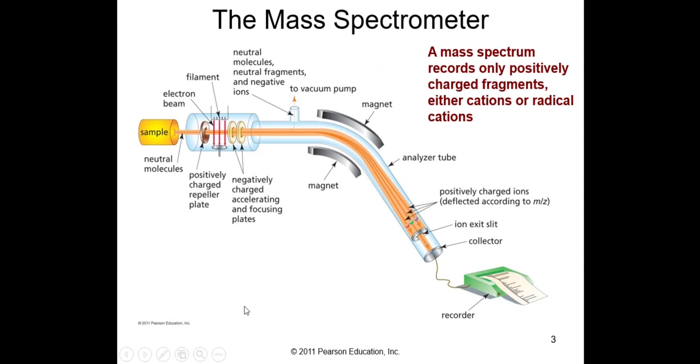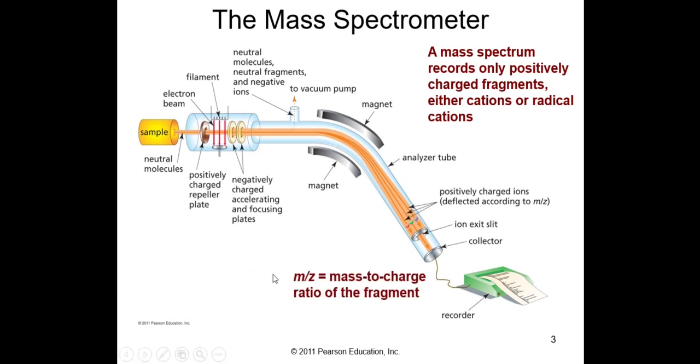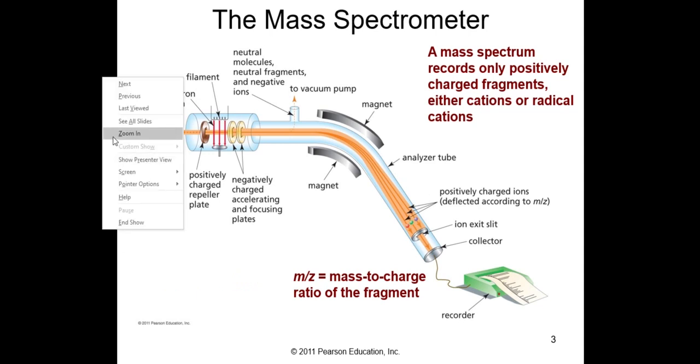The mass spec records only positively charged fragments. They are either cations or radical cations. It's a world of arrows, one and two pronged arrows. And m over z is your mass to charge ratio of the fragment.